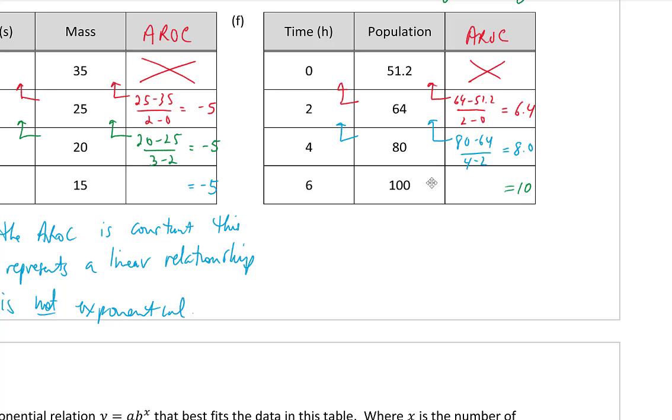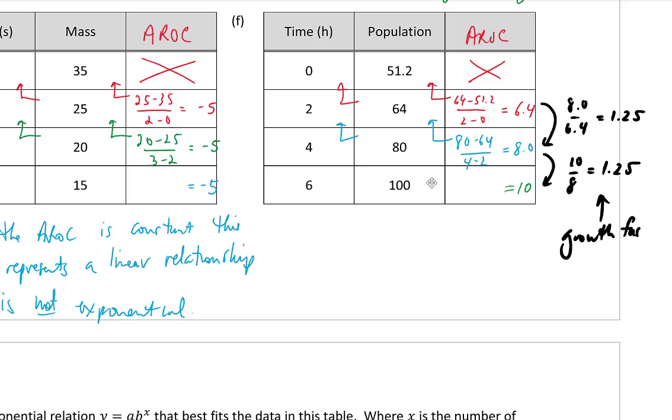Now you see these are not increasing by the same amount, so they're not quadratic. However, if you take the ratio of the two numbers, so if you take 8 and divide it by 6.4, we end up getting 1.25. And then you do the same thing here, 10 divided by 8, we also get 1.25. So you can see that these numbers are all being multiplied by 1.25. And that is what we call the growth factor. So they're increasing by a factor of 1.25. So therefore this is exponential.